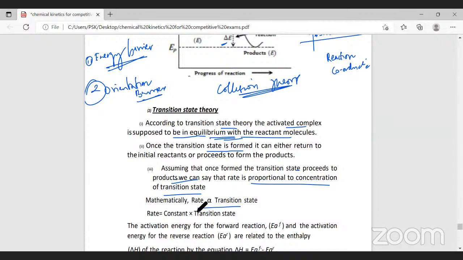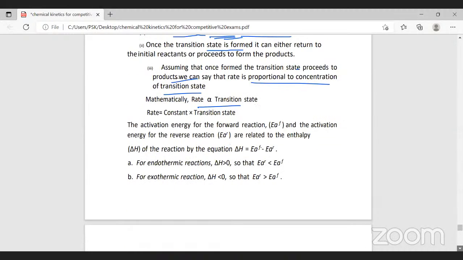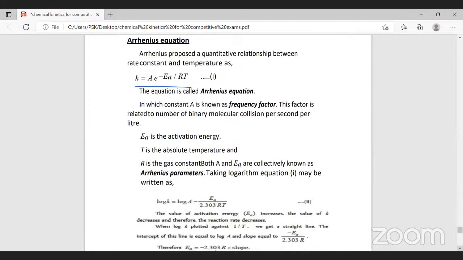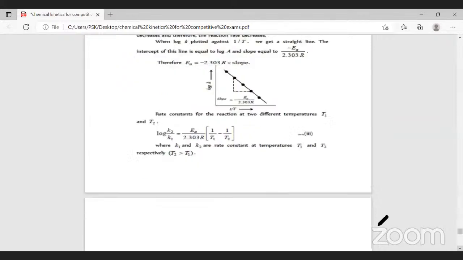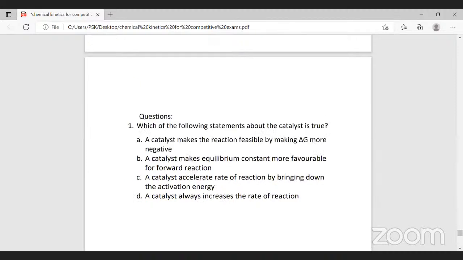Mathematically, rate is directly proportional to the transition state, or rate is equal to a constant into the transition state. Now, the Arrhenius equation we learned, k is equal to A into e to the power minus Ea by RT. All this we learned, and we learned the derivation also. I taught you the derivation of this equation also in the last class. Now we will learn some questions.